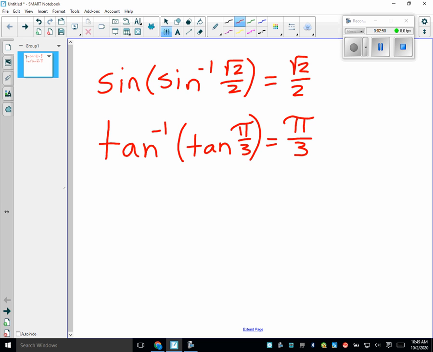Now, the problem is, we have to move out of quadrant 1 sometimes. Oh yeah, oh yeah, oh yeah. We just can't make a home there all the time. That would just be boring.